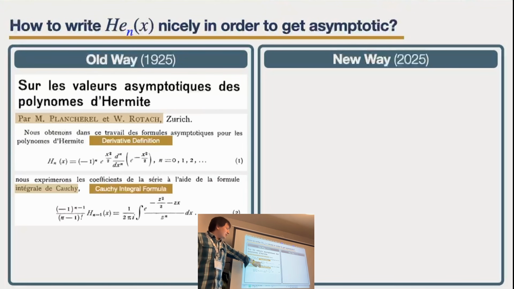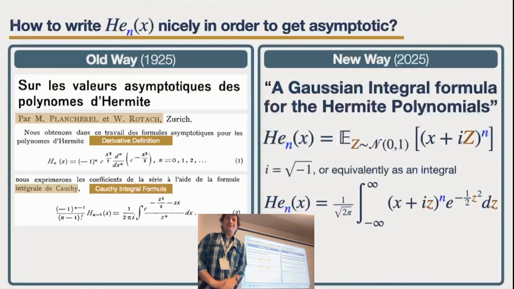So the Hermite polynomials are some derivative definition, and then you access the derivative by doing the Cauchy integral formula. And you have residues, and you do a whole bunch of stuff, and you hit the residues, and then you figure it out. But our new way is the title of the paper.